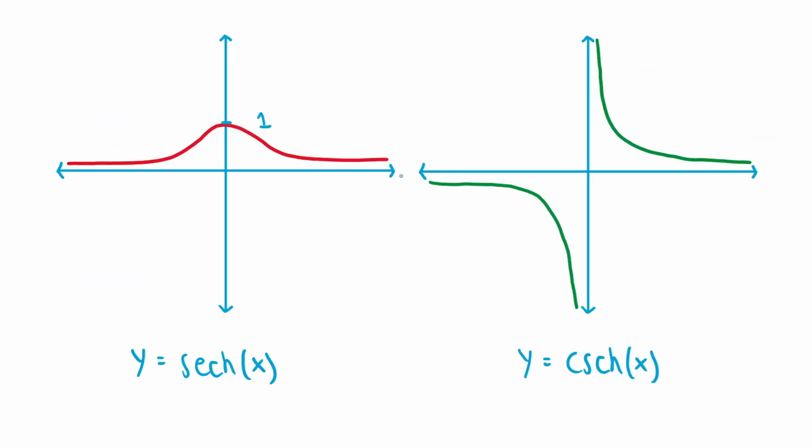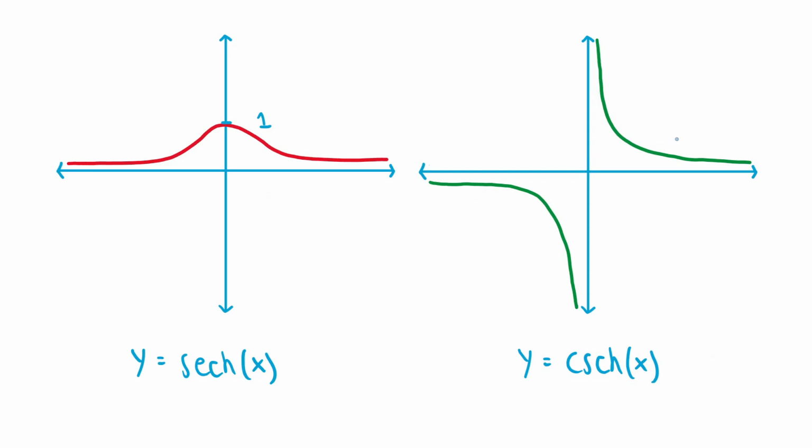So here's what the graphs of these reciprocal hyperbolic functions look like. Sech of x lies entirely above the x-axis and approaches the x-axis asymptotically from above as x approaches positive infinity and negative infinity, and has a maximum value of 1 when x equals 0. It's also an even function.